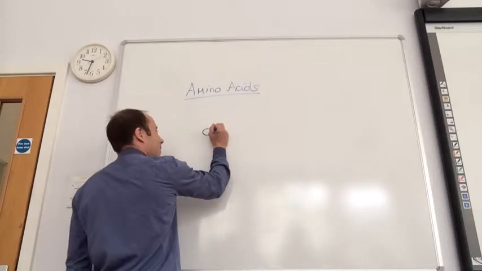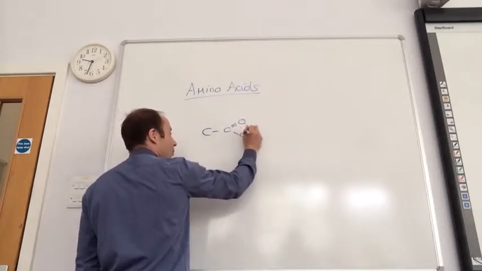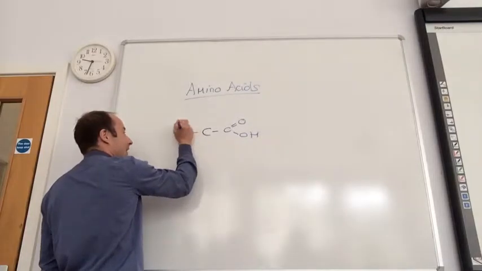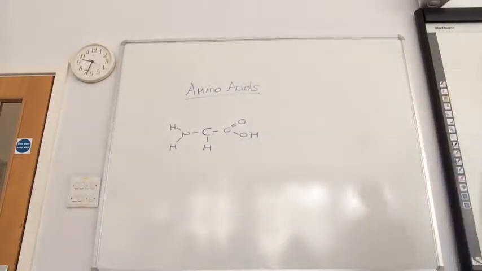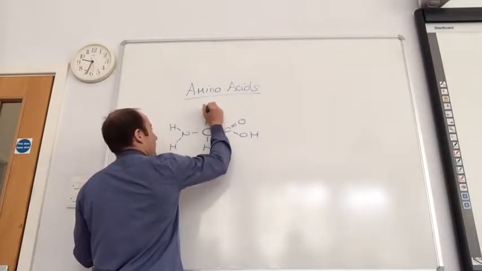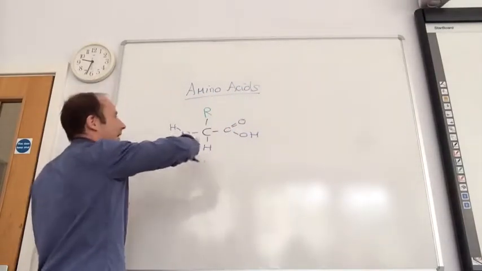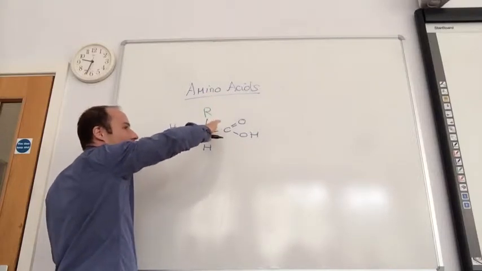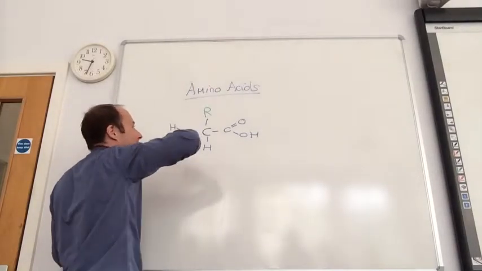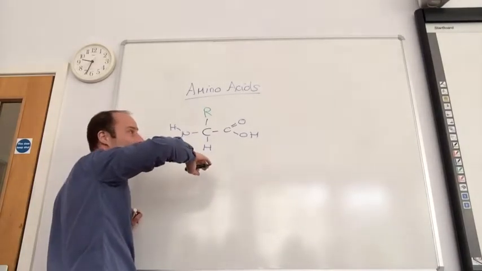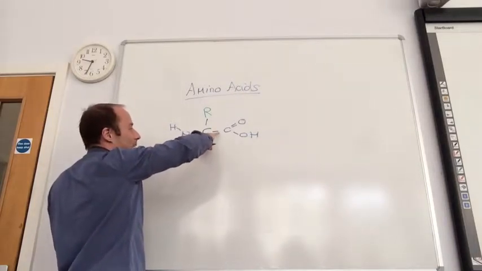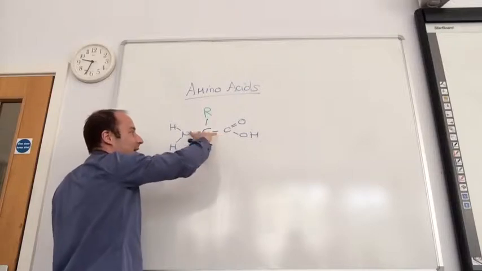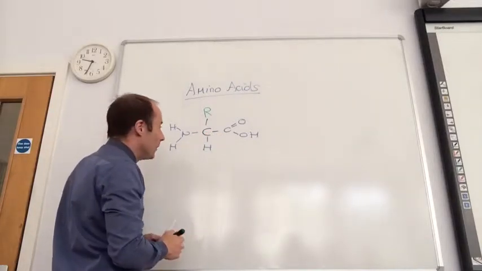I've got a carbon atom. I then have a carboxylic acid group coming off that carbon. I then have an amine group coming off the other side, and then I have an H. The thing that varies for all the different types of amino acid is this group here. This can be a different thing. It could just be a carbon chain, it could be a hydrogen, it could be another carbon chain with a benzene ring coming off of it. These are all called alpha amino acids, and the reason they're called alpha is because both the amine and the carboxylic acid come off the same carbon.